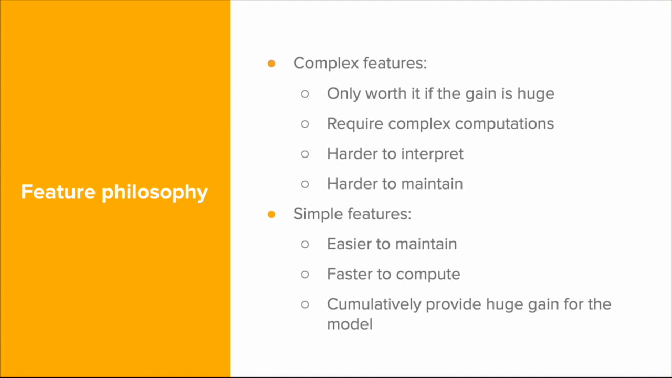Similarly, these simple features are much more robust. Let's say one of the pipelines goes wrong, and for some reason the sum is not as good as it used to be. But because you have 100 of them, usually the model will be sufficiently smart to compensate for a single simple feature going wrong.